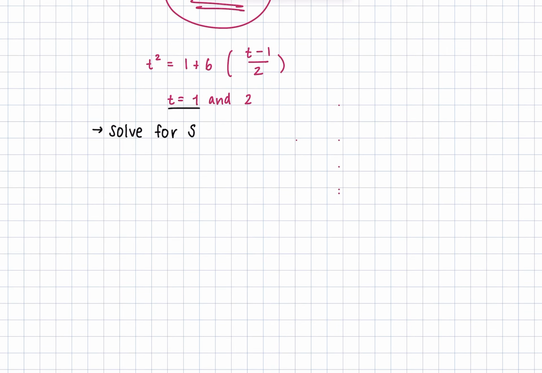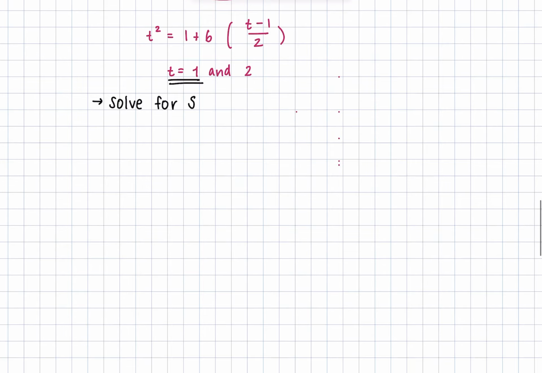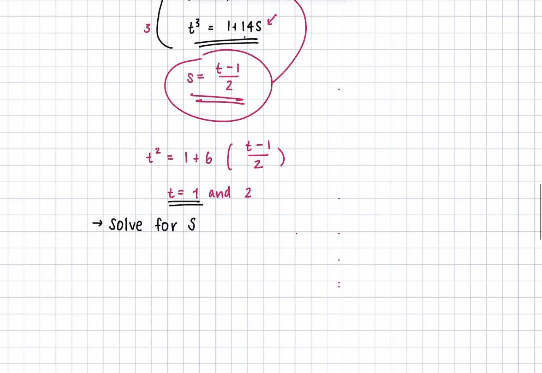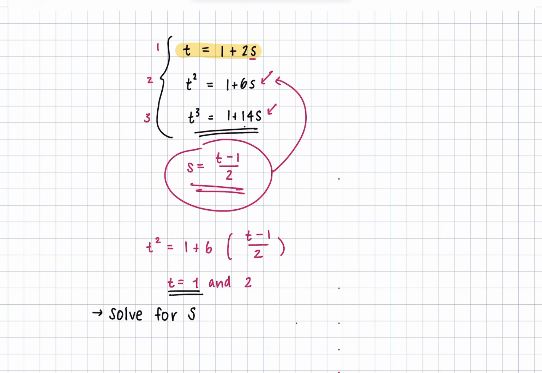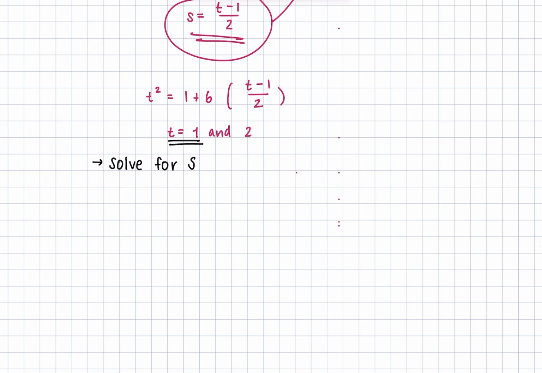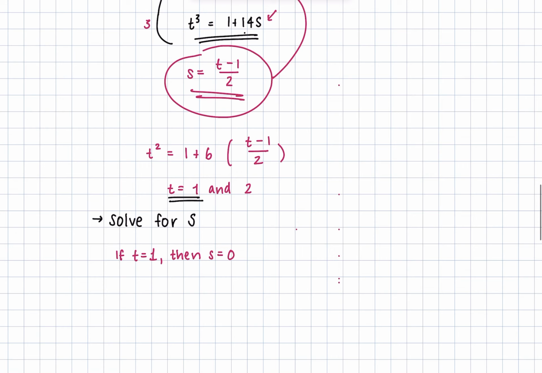So let's test time equals 1 for now. Going back to our first equation, if t equals 1, then s equals 0. All I did was plug in 1 over here. So 1 minus 1 over 2 is 0.